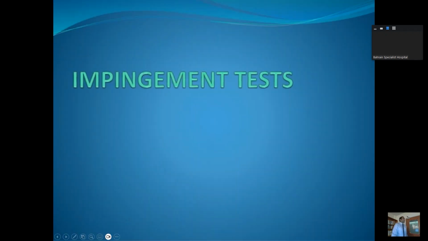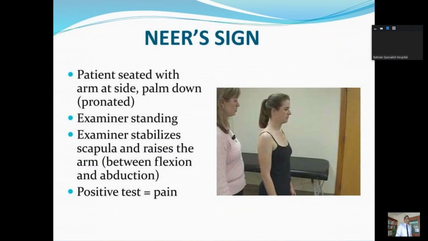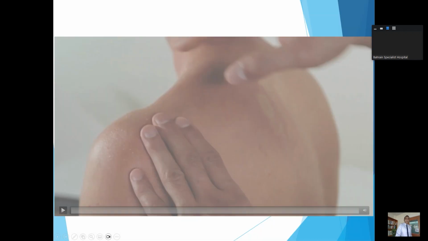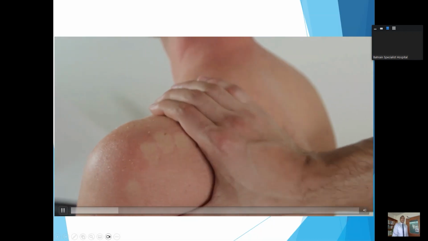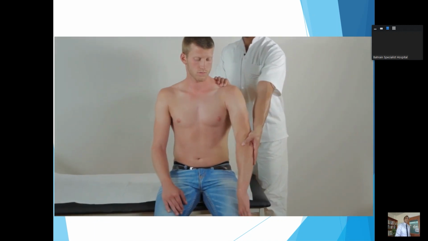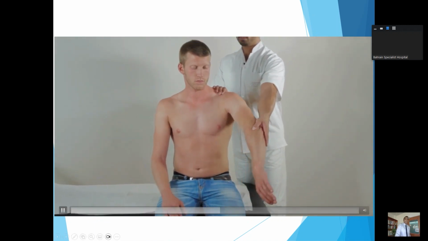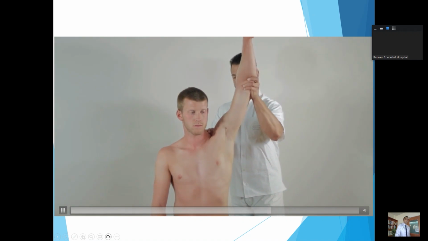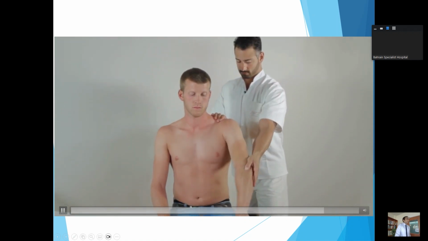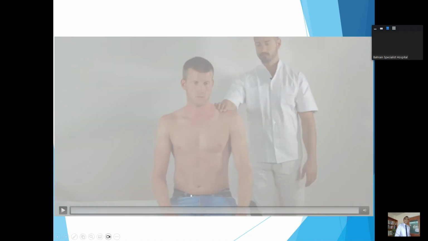And there are some special tests in the shoulder. There are many tests, but a few simple tests for understanding. So one of them for impingement is the Neer test. In this test, the scapula is stabilized with one hand, and with the other hand, the arm is internally rotated and flexed and abducted. So if there is impingement, the patient will experience sharp shooting pain at the shoulder.